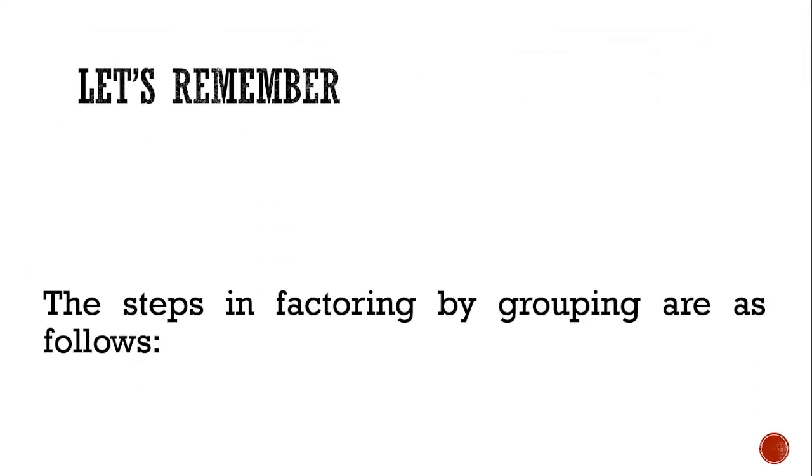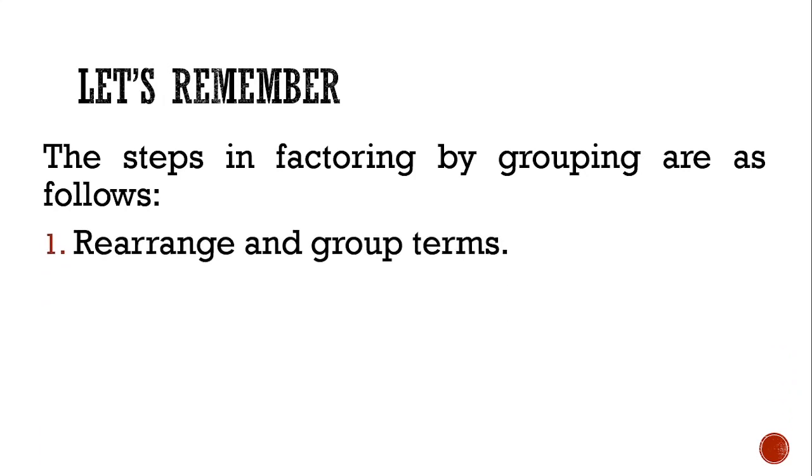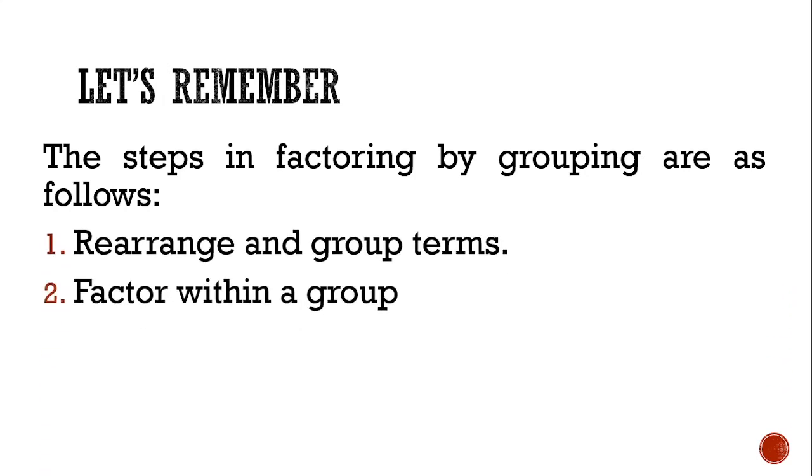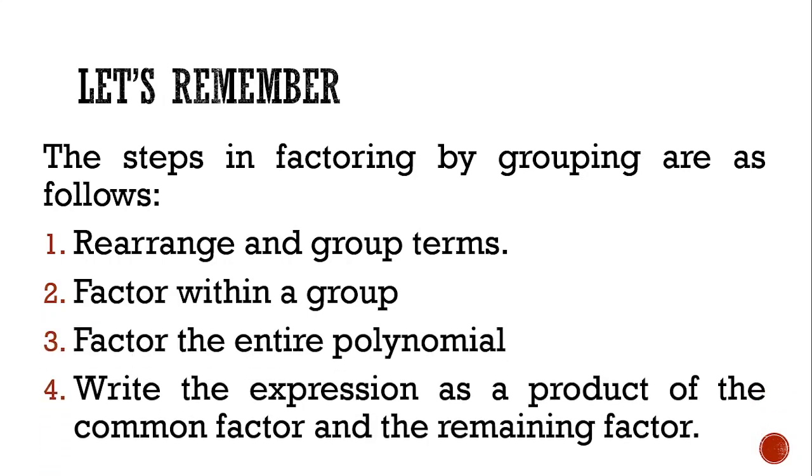Let's remember, the steps in factoring by grouping are as follows. First, rearrange in group terms. Second, factor within a group. Third, factor the entire polynomial. And last, write the expression as a product of the common factor and the remaining factor.